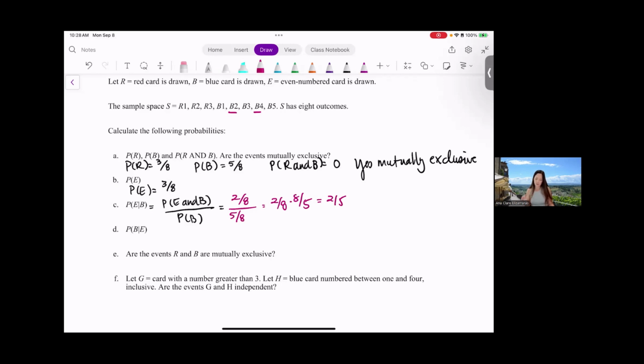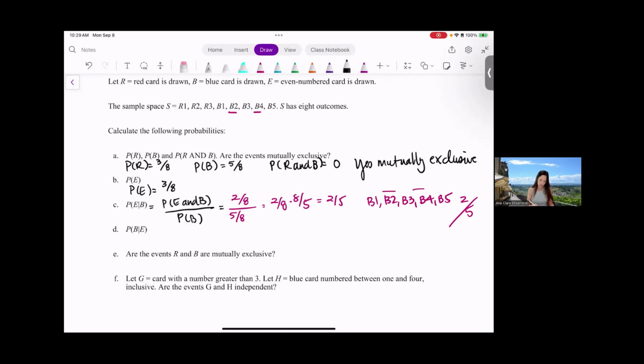But if we were to just look at the blue cards, we have blue 1, blue 2, blue 3, blue 4, and blue 5. That's 5 total outcomes in that sample space. And of those 5, only 2 are even, which is the same thing we got when we did the calculations using the total 2 in the formula.